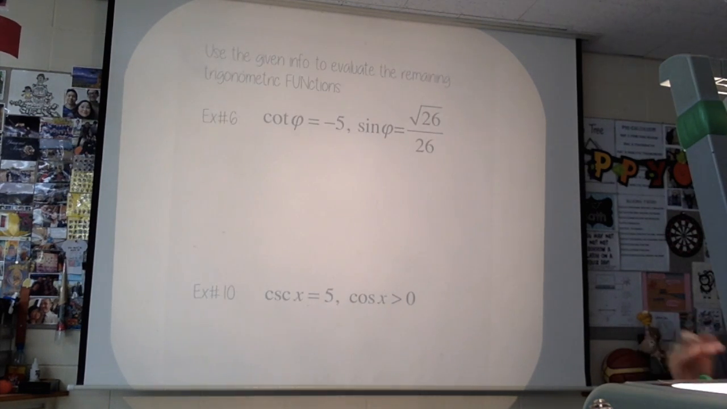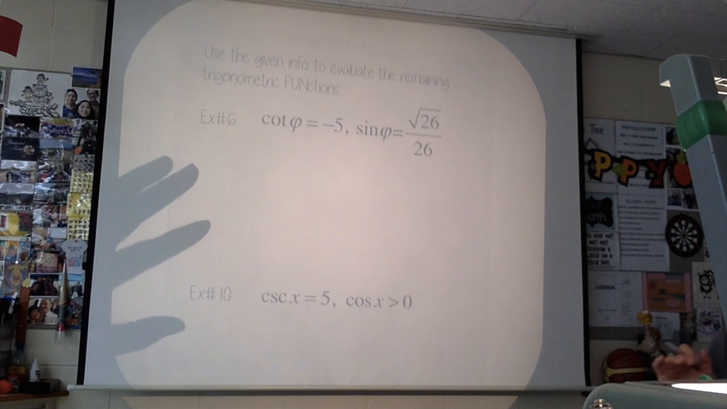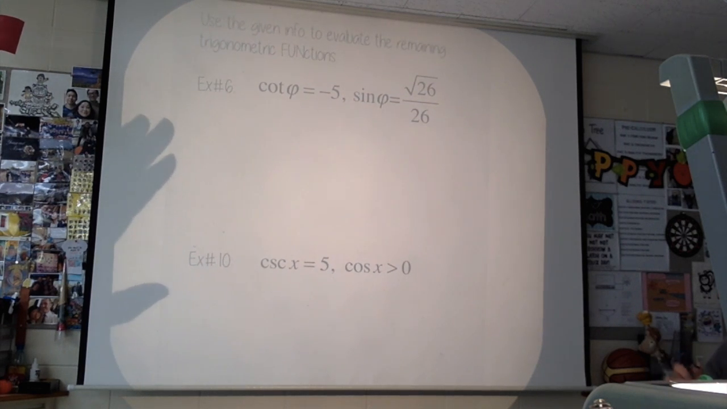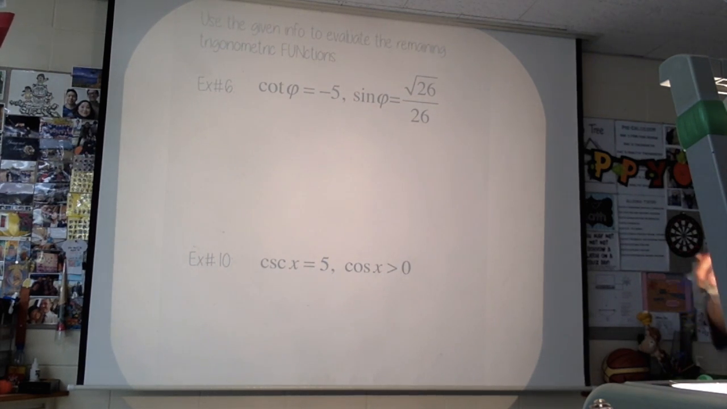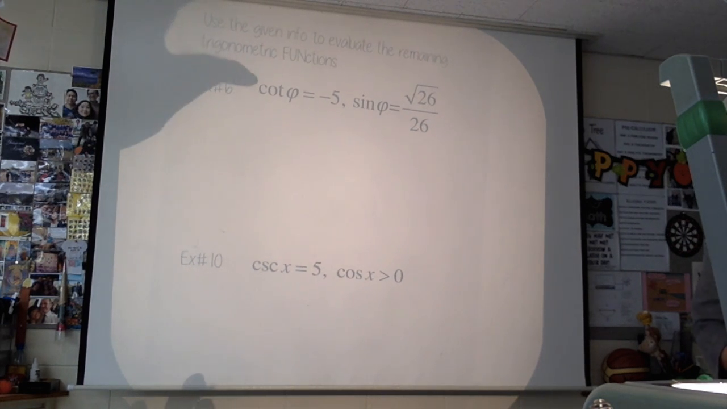Use the given information to evaluate the remaining trig functions. It's basically solving for six different ones: sine, cosine, tangent, cosecant, secant, and cotangent. You're given cotangent phi, and example 6 means that's from your book. Cotangent phi is -5, sine phi is root 26 over 26. So you obviously know how to do all this.